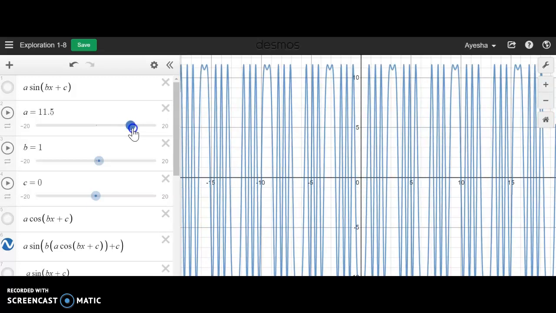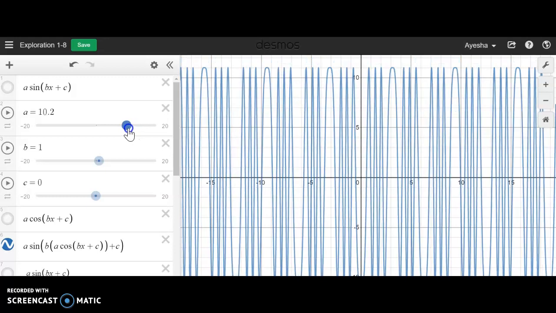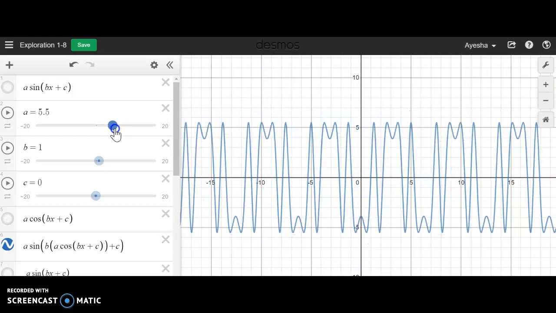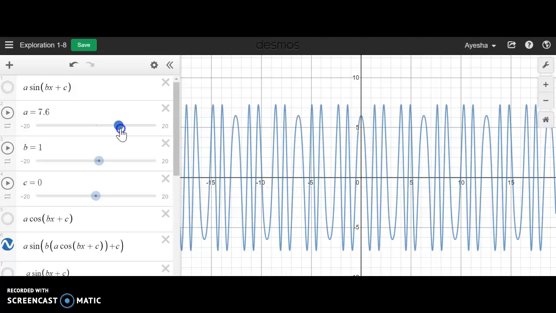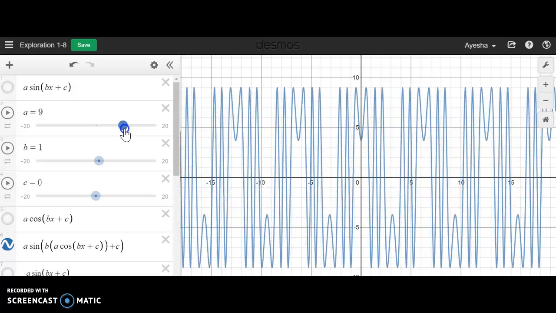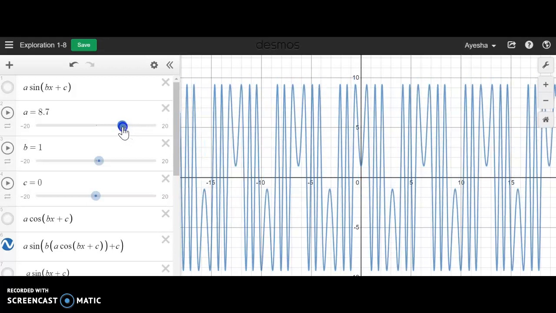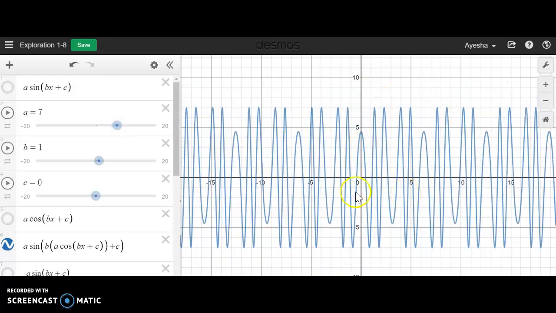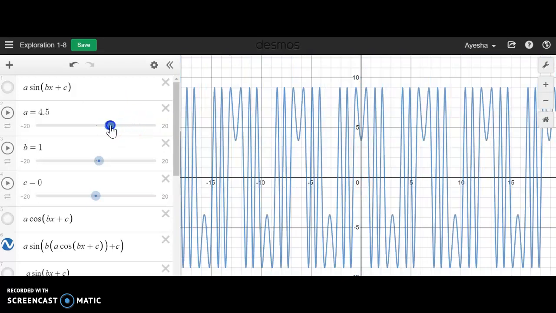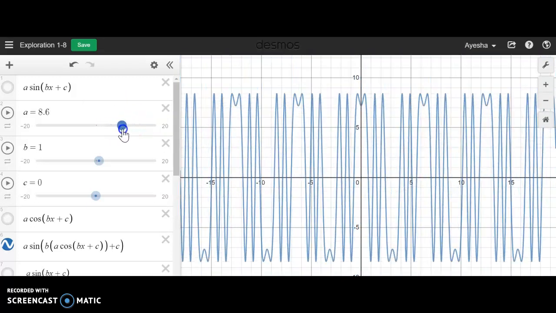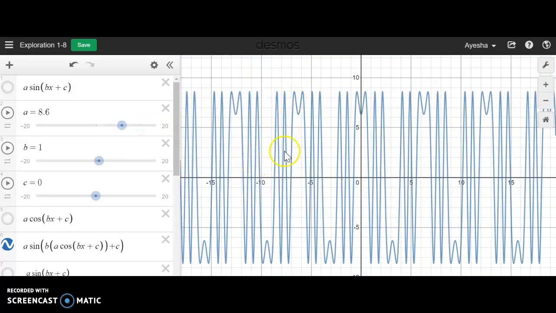Yeah, so there's a lot happening, and it seems to be getting more and more intense. And you can see that the amplitude is definitely changing. It is increasing, just as it was with all the other graphs that we've looked at. It's just doing something weird at the top of this wavelength, or of this graph, this curve.